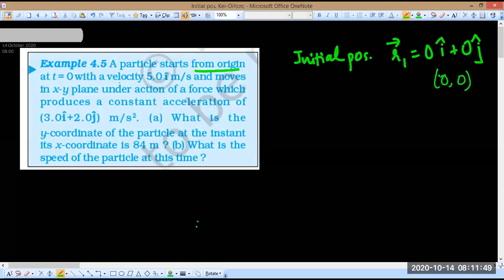Now with a velocity 5 i caret meter per second. So that is the initial velocity v0 vector. See, it's given in vector form, 5 i caret, and obviously nothing is given for j caret, so 0 j caret meter per second. Okay.